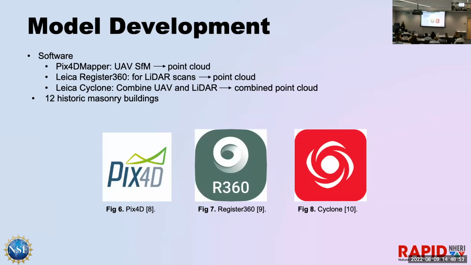So I created the models using 3 different software programs. I used Pix4D Mapper to make the drone SfM point clouds. I used Leica Register 360 to turn the LiDAR scans into point clouds. And then I registered the 2 together in Leica Cyclone. And I did all of these steps for 12 buildings.